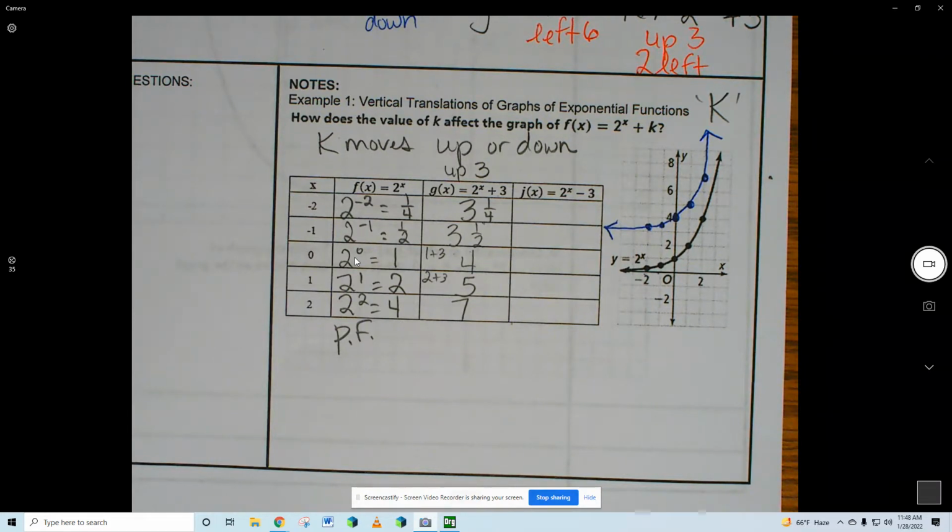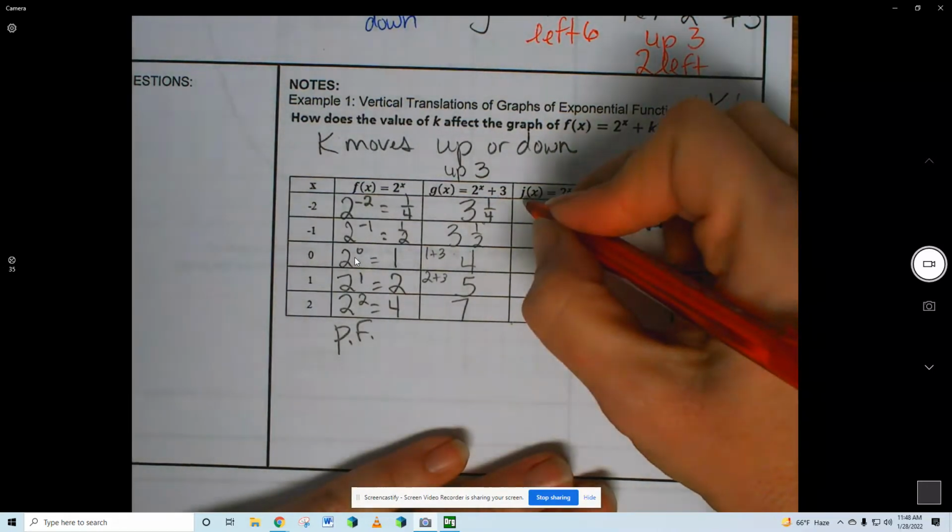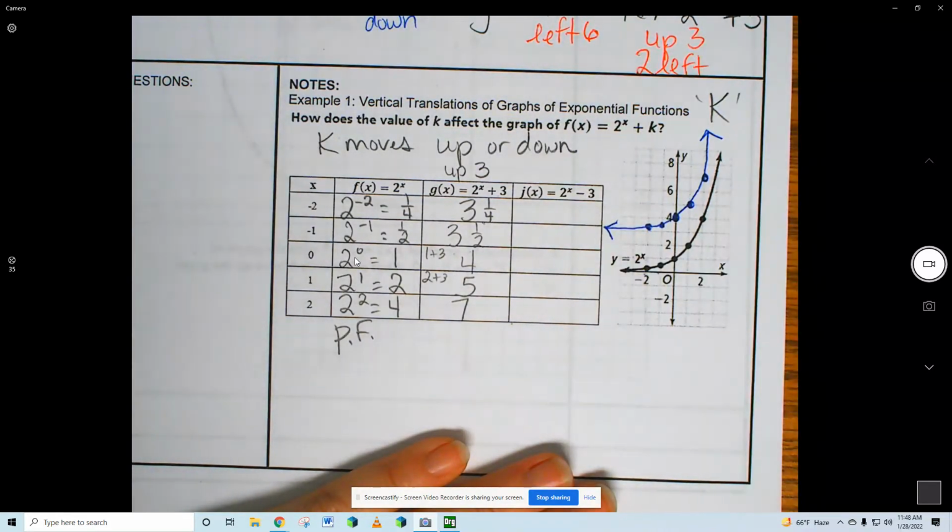Because our third J function is going to be my parent function. Take away 3. These numbers, 1/4, take away 3. 1/2, take away 3. 1, take away 3. 2, take away 3. 4, take away 3. So I'm going to write this in red. So 1/4 minus 3.